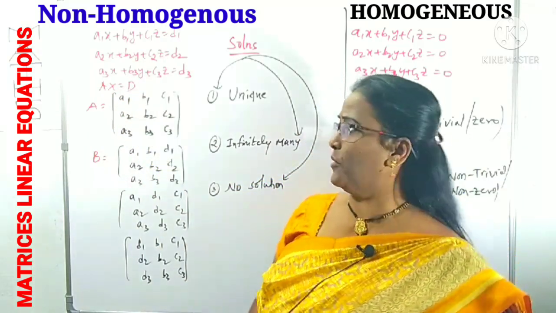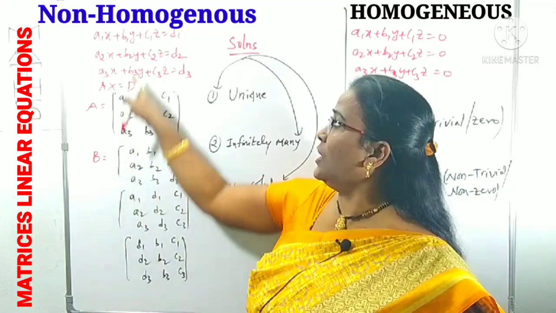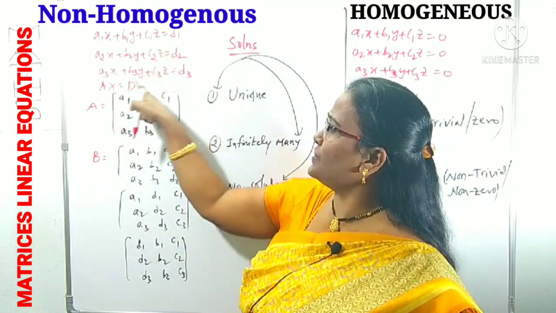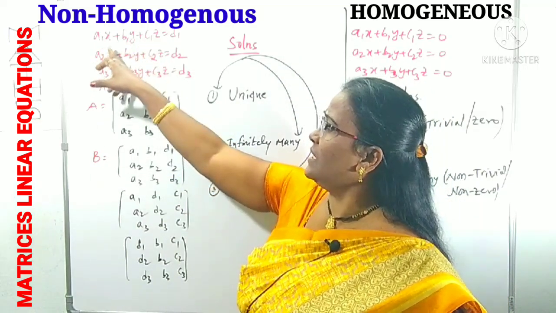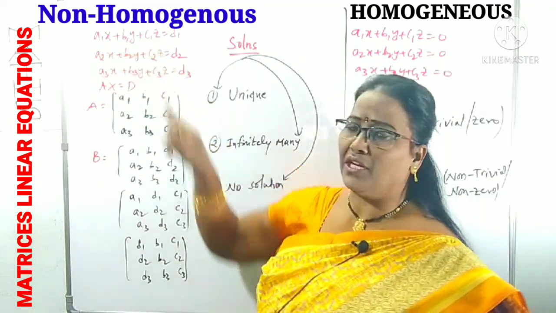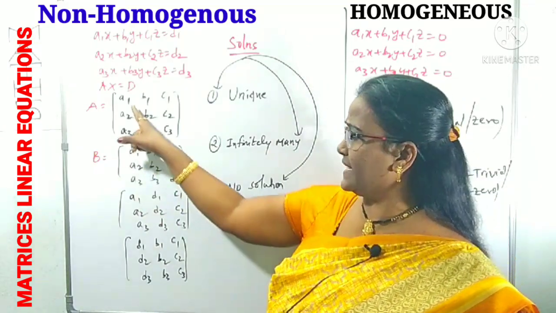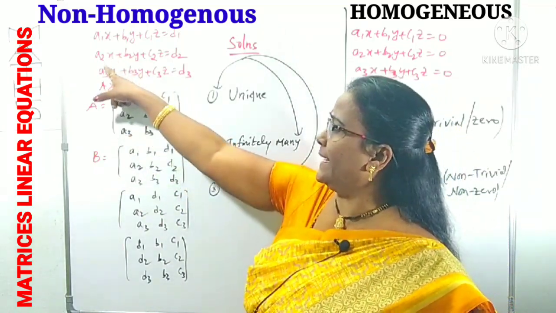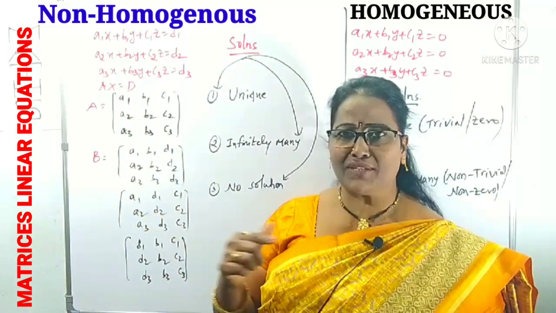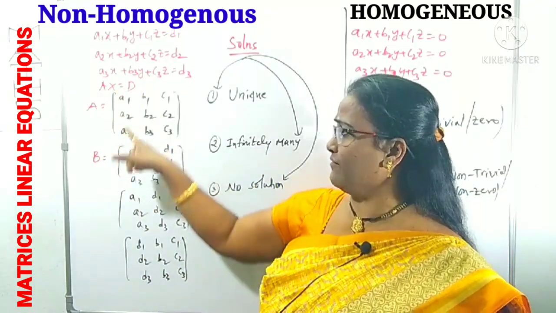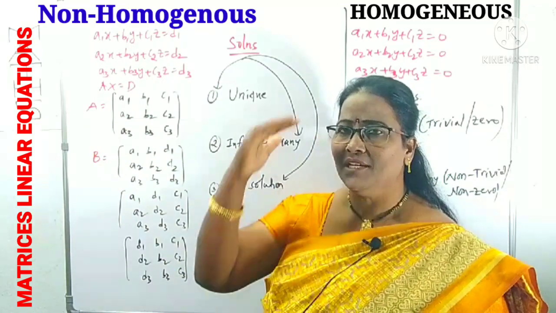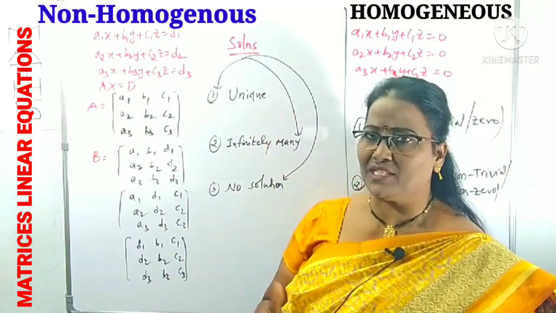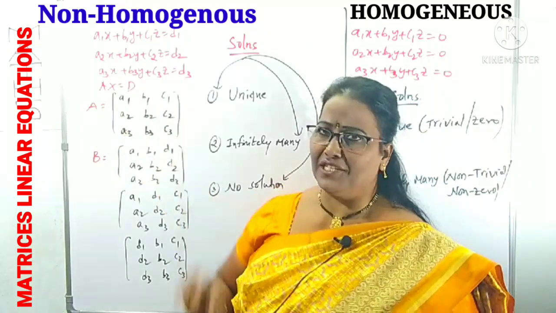AX equals D form, where A is a coefficient matrix. What are the coefficients of x, y, z? You can get the idea about this one. In the first equation, a1, b1, c1, the coefficients of x, y, z, are taken as the first row, and a2, b2, c2 as the second row. Same way, the third row. This is called the coefficient matrix. How can you get it? It is formed by the coefficients of x, y, z, and it is denoted as A.